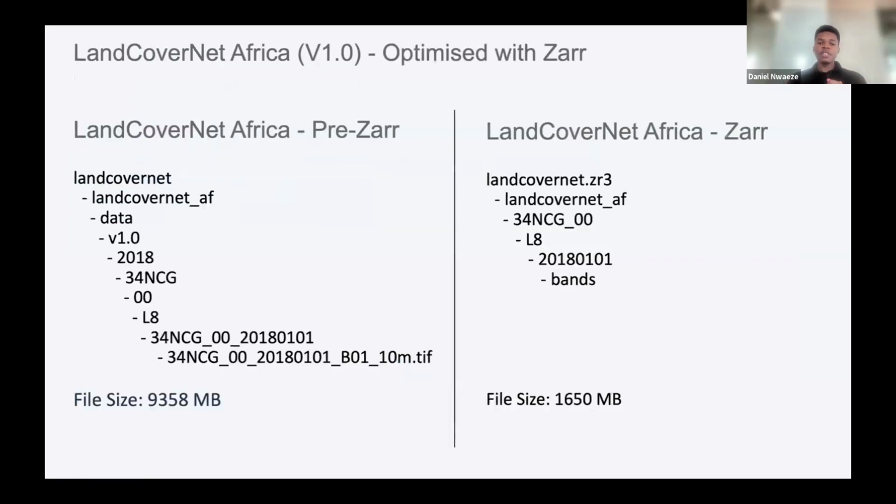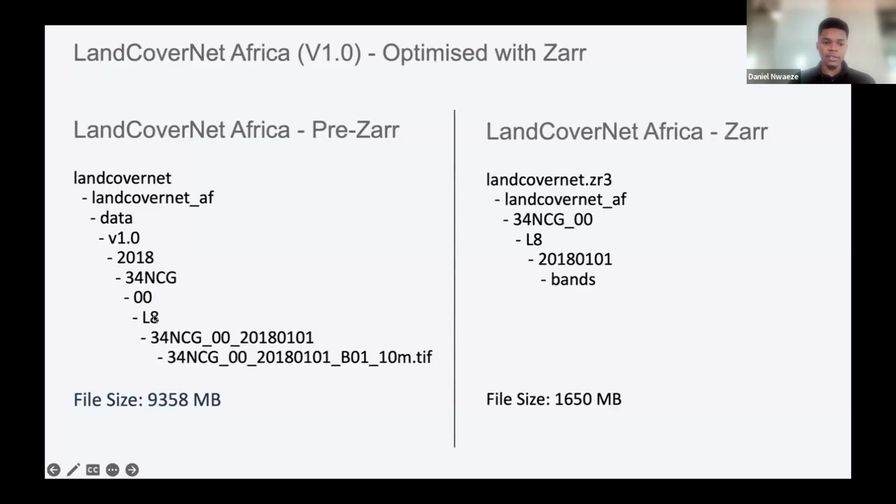Then for LandCoverNet Africa, now optimized with Zarr, this is a sample TIFF that we're using in this use case. So this is LandCoverNet, then LandCoverNet Africa. Under it, it has data, under the data version 1.0, 2018, which was the year that it was evaluated. Then this is a sample chip, randomly generated. And then a time series instance. Remember that we said it is a yearly time series, so this is for a particular snapshot within the year.